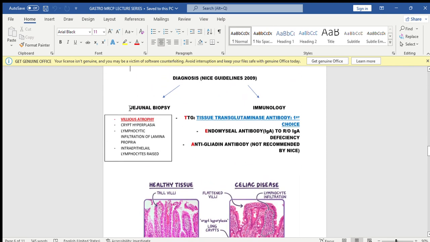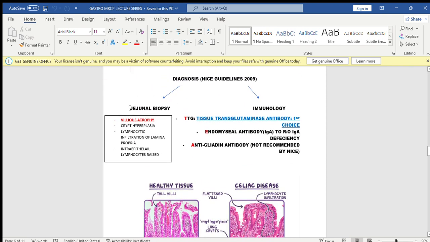Now how do we diagnose this? There are two ways to diagnose. NICE put out guidelines in 2009. There are two ways to diagnose this condition. One is a jejunal biopsy, the other one is immunology. Now what happens in the jejunal biopsy?